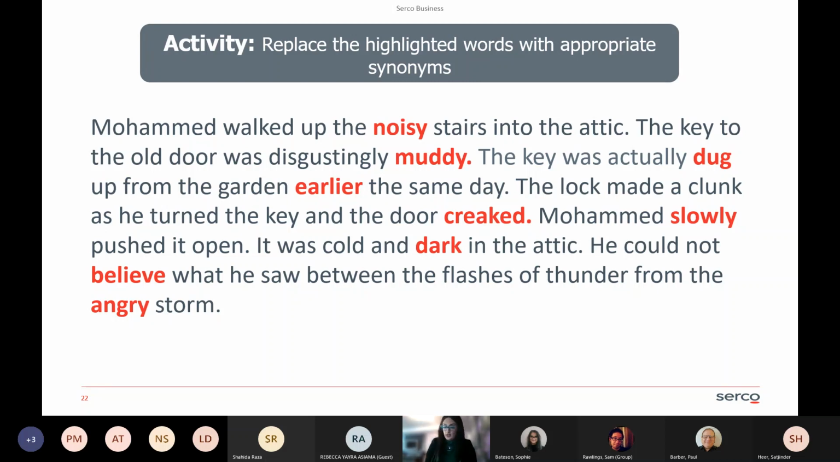If you're working at level 1, I want you just to choose 3 words in red and give me a different word for each of them. And if you are working at level 2, a different word for each of them, and just throw them in the chat function. So I can see we've got noisy and creaky, fantastic. Noisy and loud, muddy and dirty, noisy and loud, brilliant. Do we have any more?